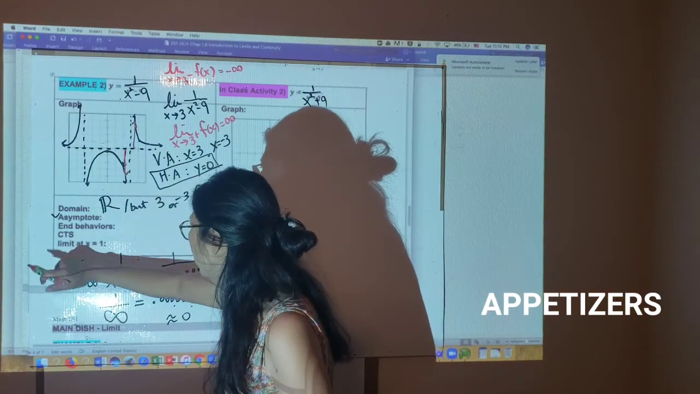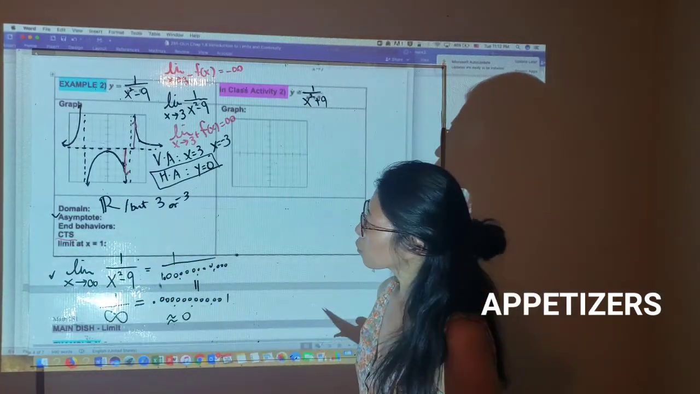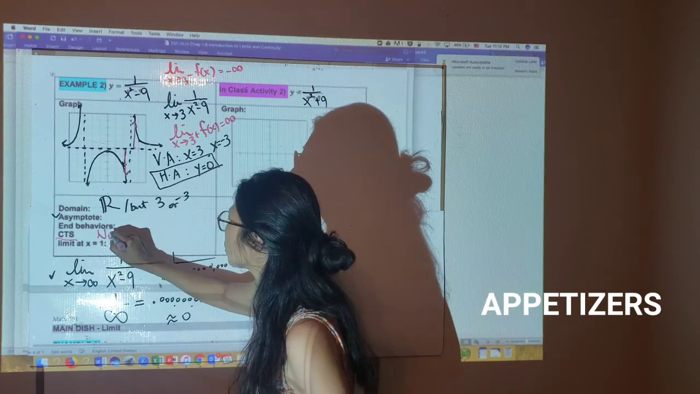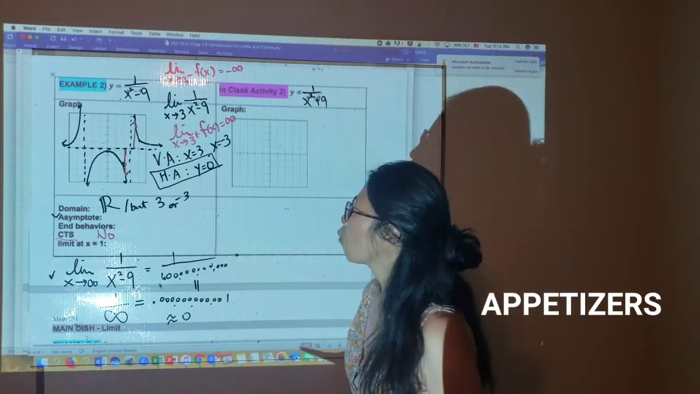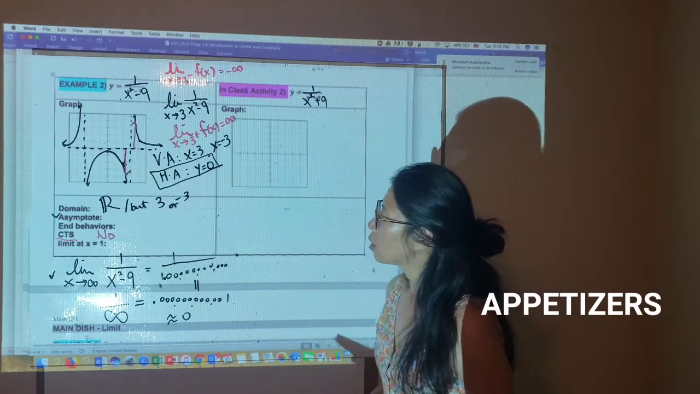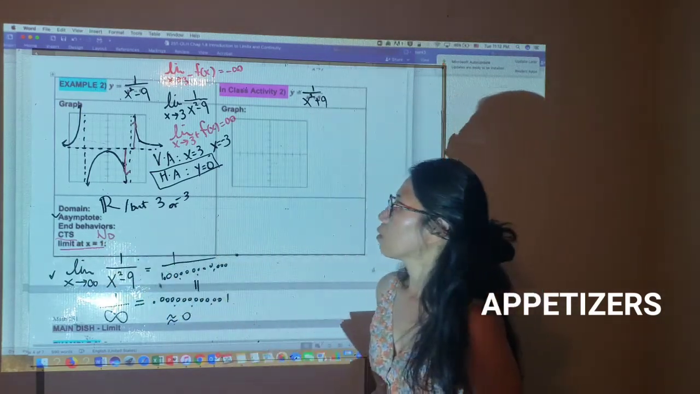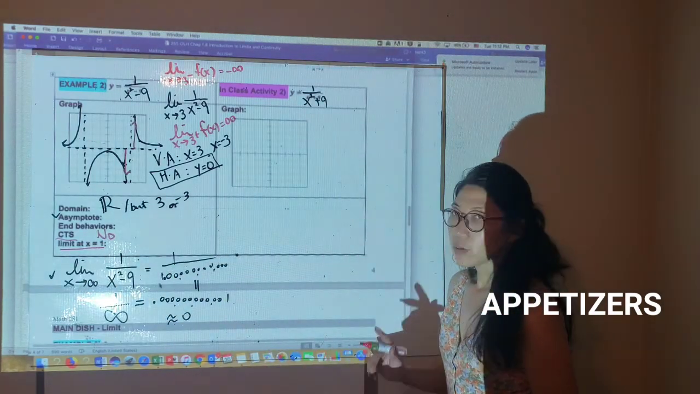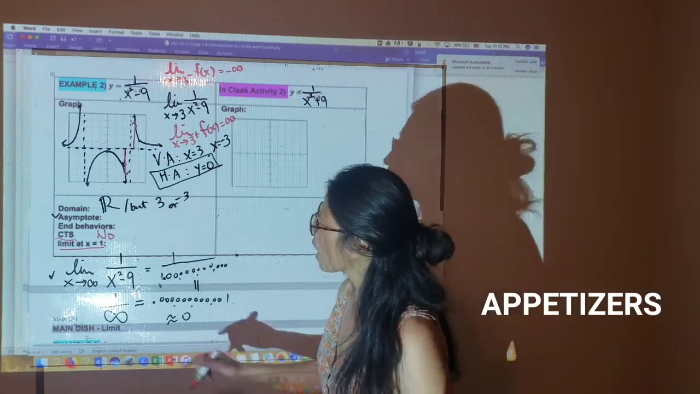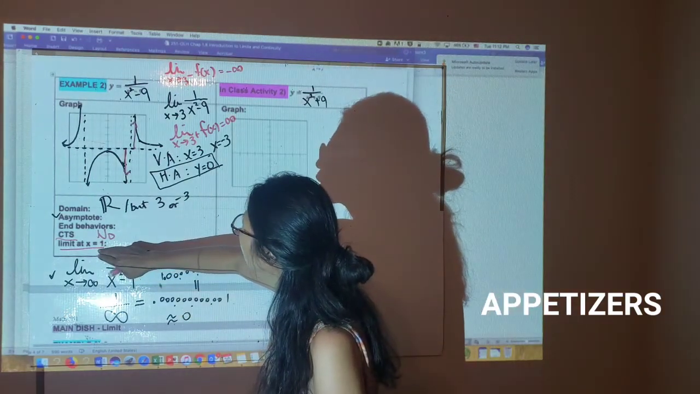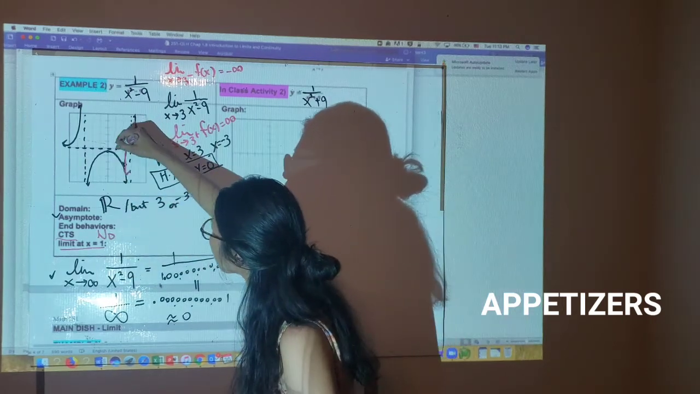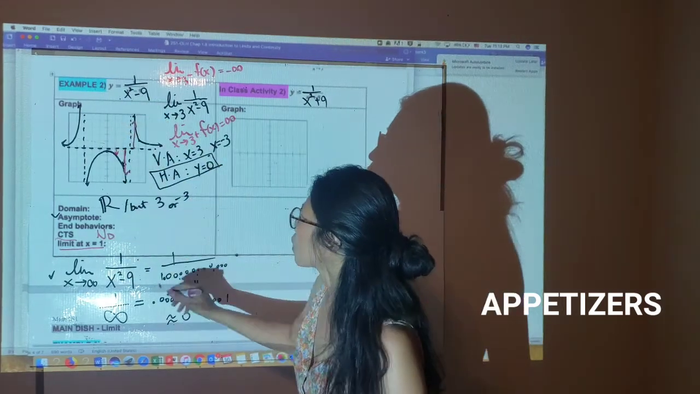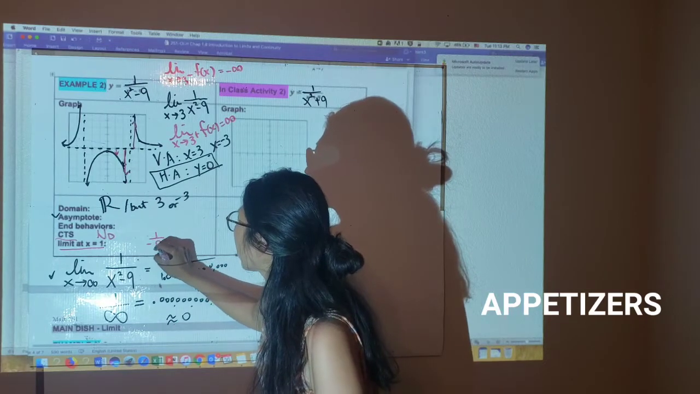So we did some of the end behavior and then continuity. Is this function continuous? No, it's not continuous at 3 or negative 3. Then what is the limit at 1? Can I plug in 1 to find the limit? Yeah, because in this case my function is continuous at 1, therefore I can just plug in, which will give me 1 over negative 8 as my limit.